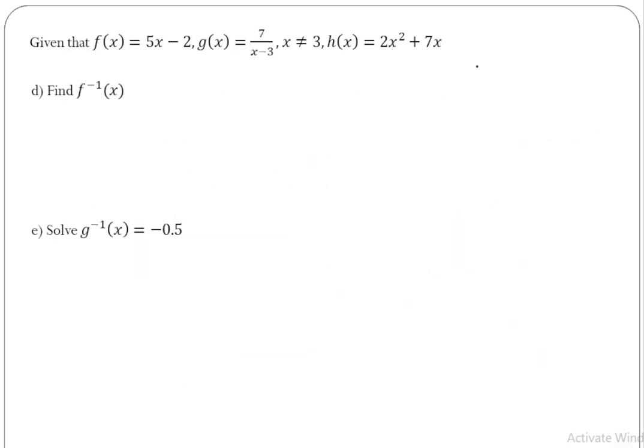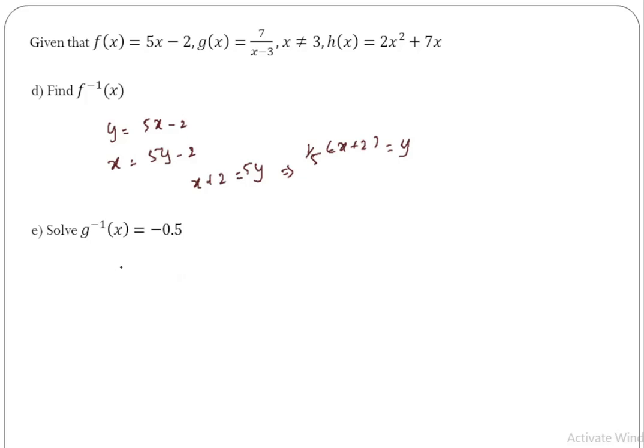Then move on to part D. Part D is to find f inverse of x. It is an easy way. Let's take y is equal to f of 5x minus 2 and interchange the variables, and we can easily write the function y in terms of x. Okay. 1 by 5 x plus 2 equal to y. This is the inverse function of f.